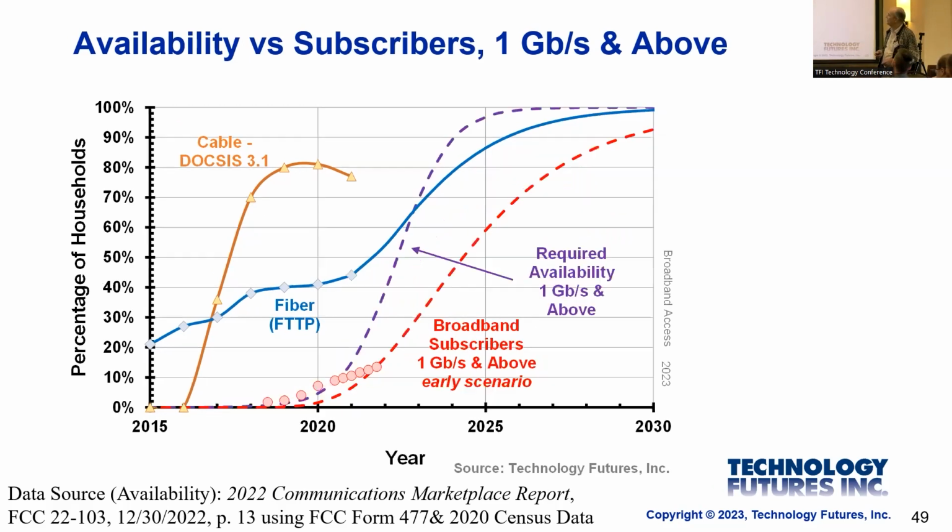And this is showing the same forecast, but with the fast version of the broadband adoption, or 1 gig adoption, with the dashed line showing what might happen. So again, I think adding credence to the forecast.